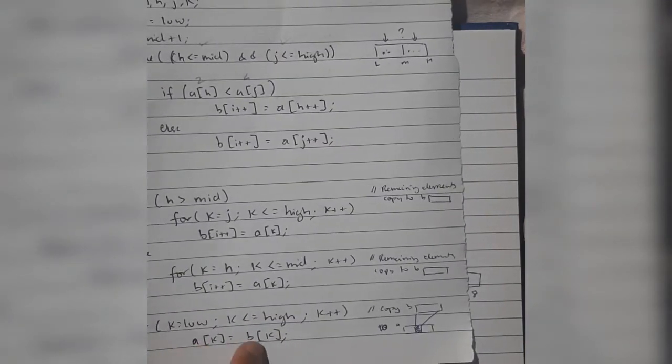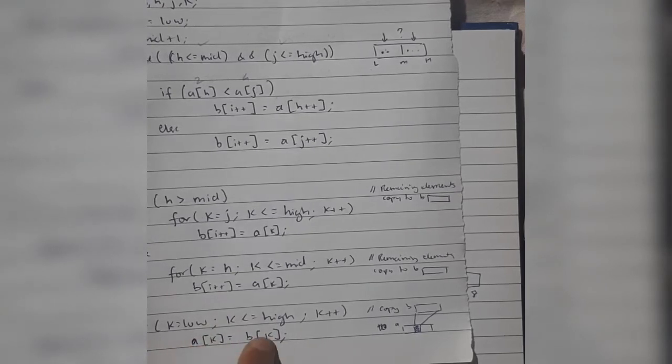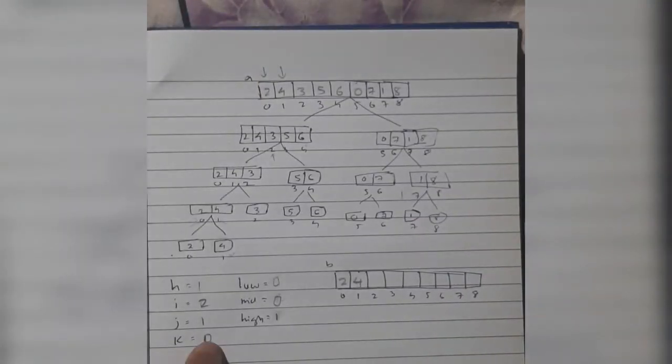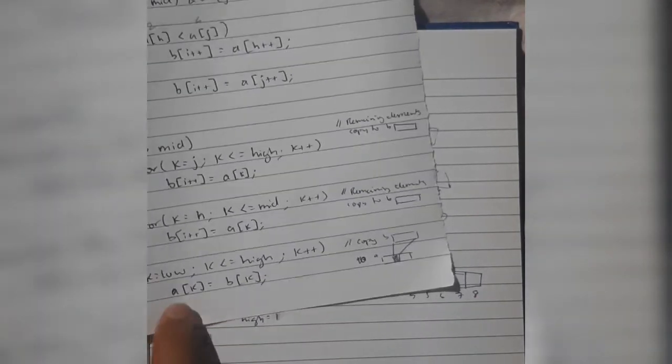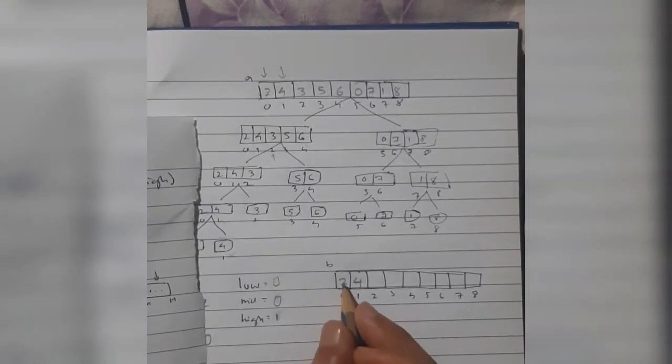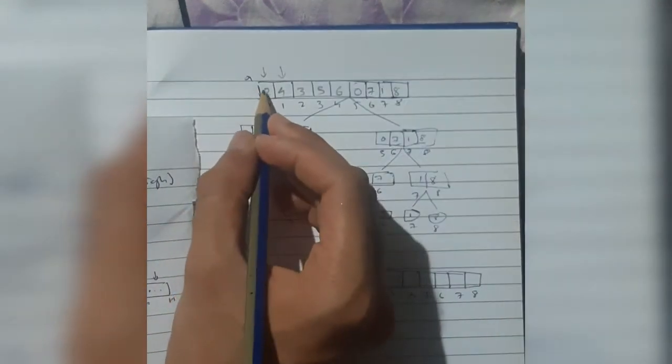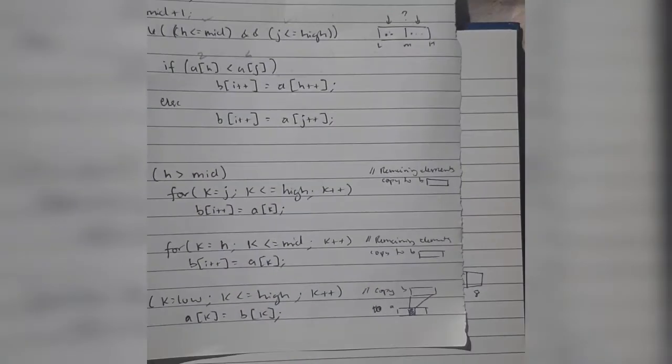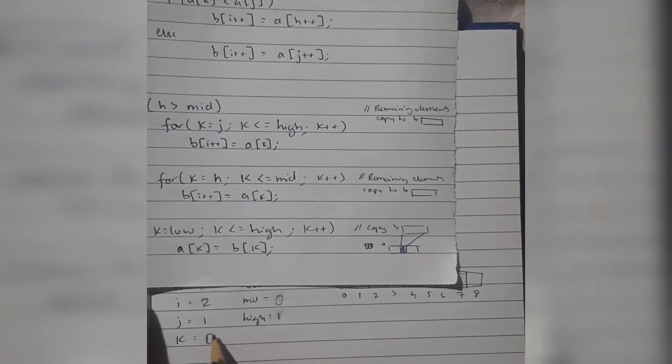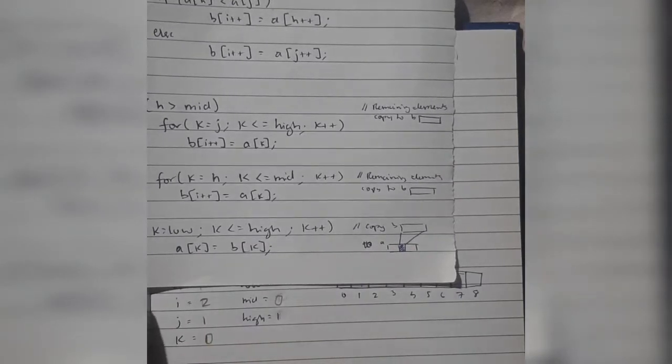A of k is equal to b of k. So b of k value will come to a of k. What is b of k? B of k means b of 0. B of 0 value should come to a of 0. So this one should come to this one. 2 is coming here. 2 is already here. We will not do any change here. In the next line of code, k will be incremented, so k will become 1 now.